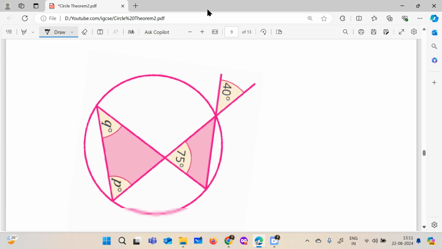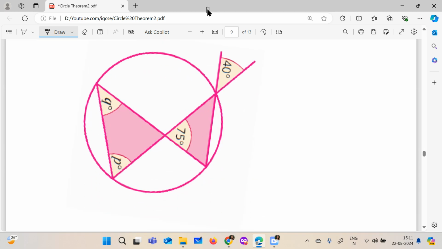Now let's see another. Here you have to find quite a few things: you need to find the value of P and the value of Q. Given is 40 degrees here and 75 degrees here. You have to use the vertically opposite angle rule, because this is 40 degrees, so this vertically opposite angle will also be 40 degrees.